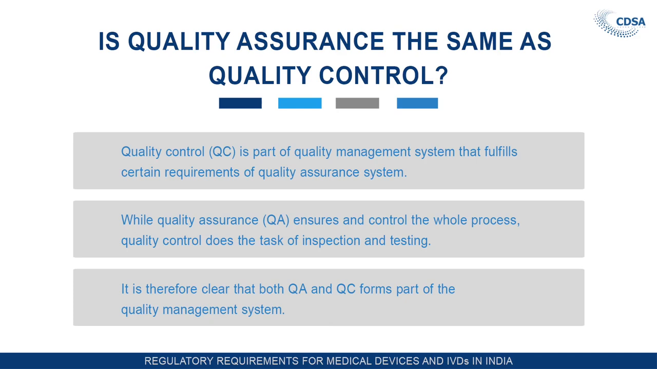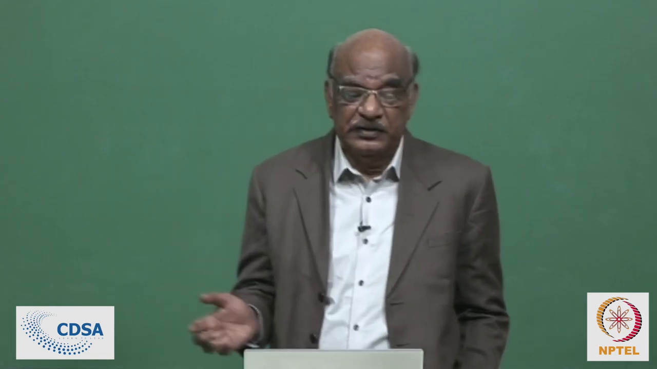While quality assurance ensures and controls the whole process, quality control does the task of inspection and testing. It is therefore clear that quality control forms part of the QA system. Quality assurance ensures the control of the whole process, the whole plant, while quality control inspects a particular area and the finished product under the quality management system.